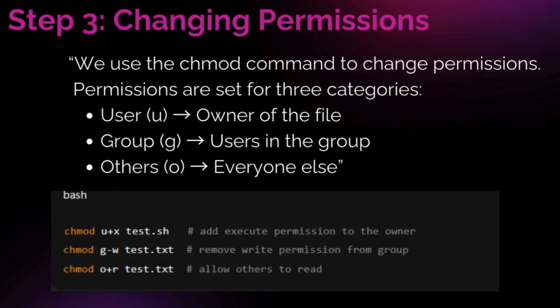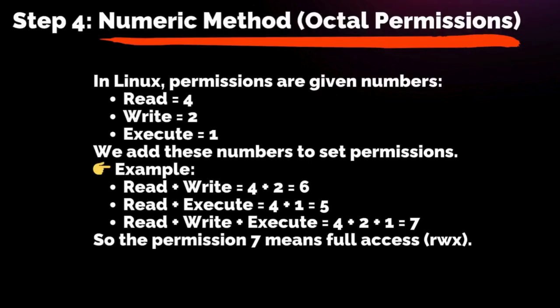Step 3. Changing permissions. We use the chmod command to change permissions. Permissions are set for three categories: user, u, the owner of the file; group, g, users in the group; others, o, everyone else.